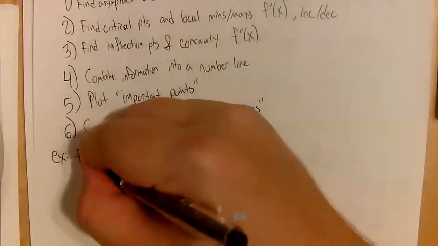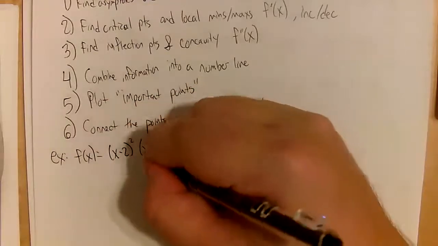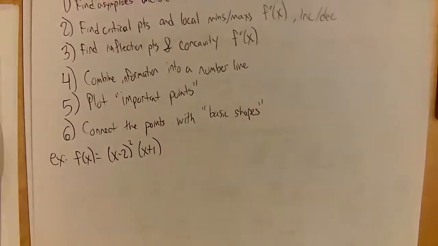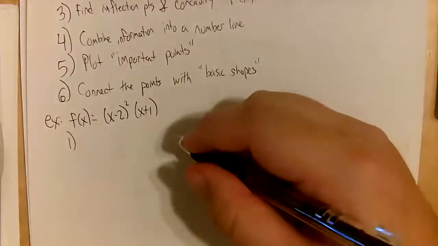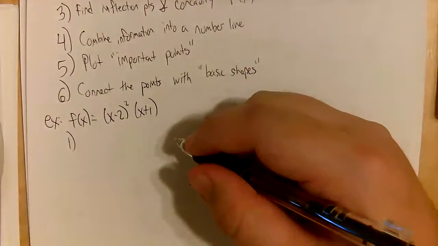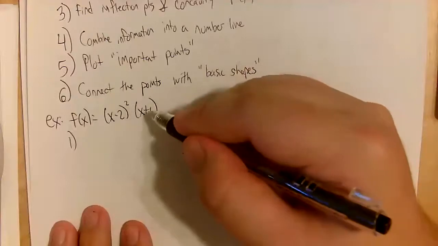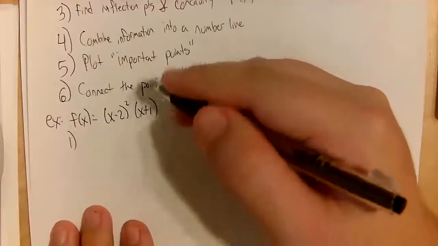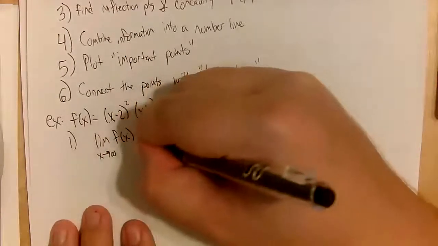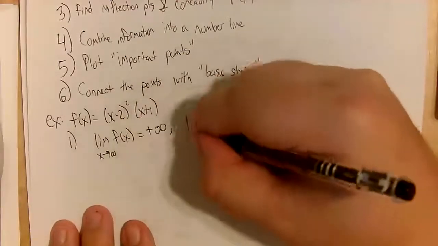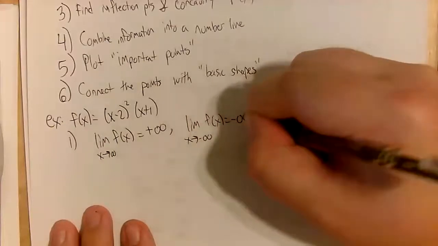Let's say we have the function f of x is (x minus 2) squared times (x plus 1). And we want to sketch the graph of this function. All right, well, step 1, we're going to find the asymptotes and end behavior for this function. All right, so if we were to FOIL all of this out, this would be a cubic polynomial with a positive leading coefficient. So this means that the limit as x goes to infinity of our function will be positive infinity, and the limit as x goes to negative infinity for our function will be negative infinity.